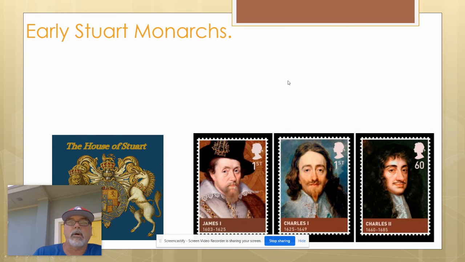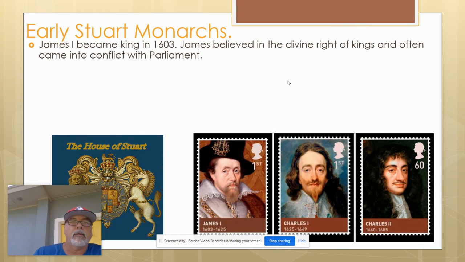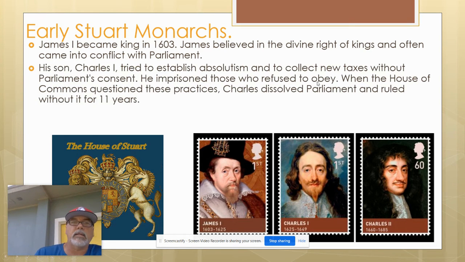Another group of monarchs or ruling families were the Stuarts. So James I became king in 1603, and this is when stuff starts to change. Actually, the English kings try to gain more power than what they had before. So James believed in the divine right of kings. He believed that kings were chosen by God. And he's going to come into conflict with Parliament, but not as much as his son.